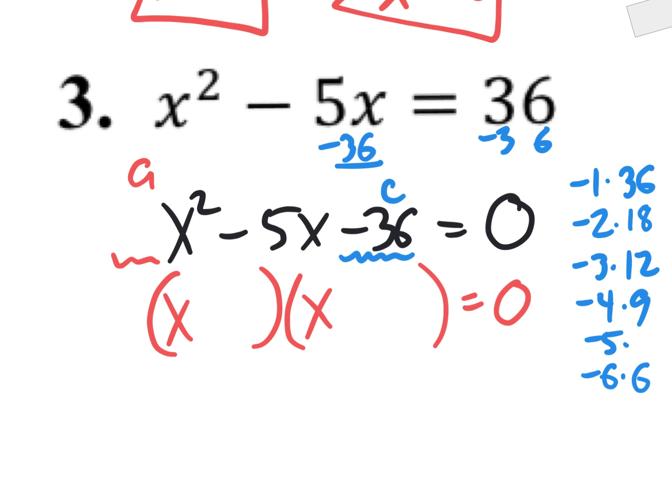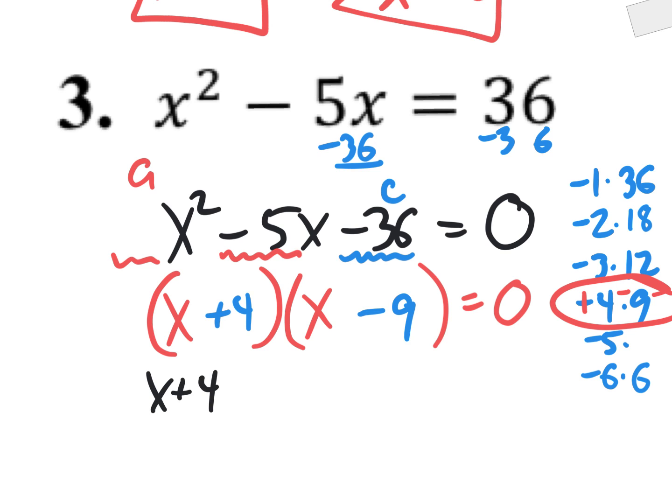This guy right here gives us a positive 5. And we want a negative 5. So change both of the signs. Make that a positive 4, make that a negative 9, and then you're good to go. Positive 4, negative 9, now you're good to go. Now you could split it. X plus 4 equals 0. X minus 9 equals 0.